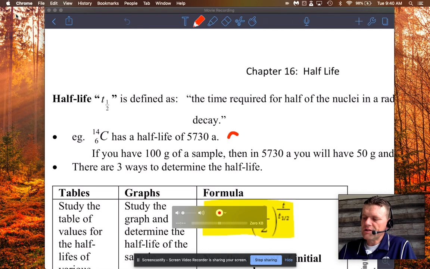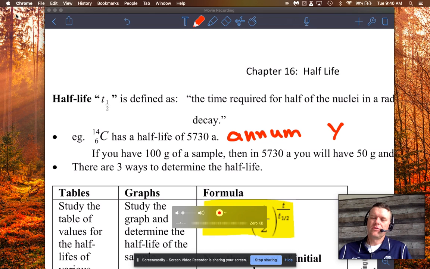The A is a Greek, or sorry, I think it's Latin. A stands for annum or annually, okay? Sometimes I've seen just the designation Y for years, but A is annum, okay?